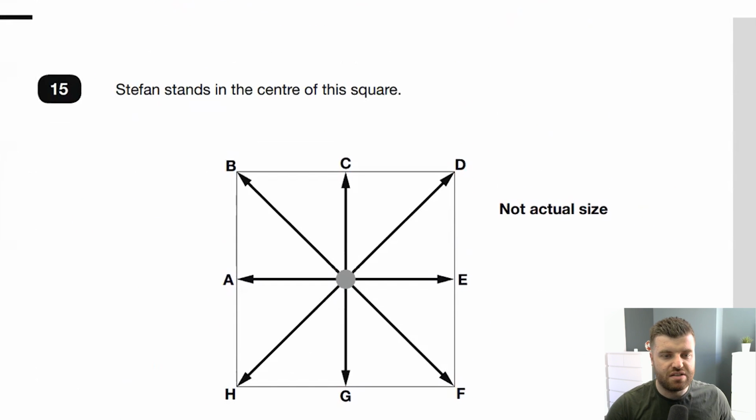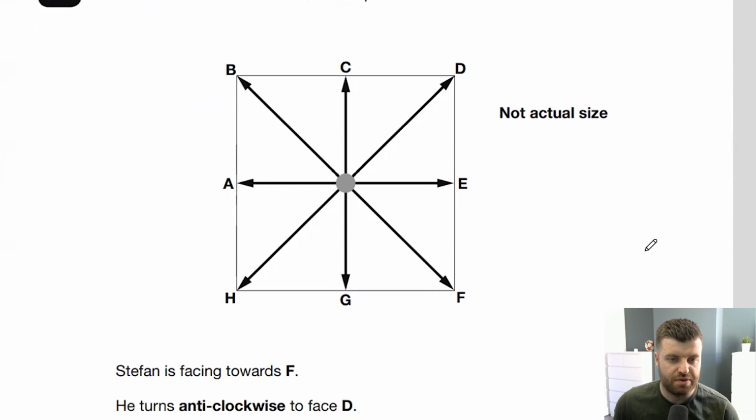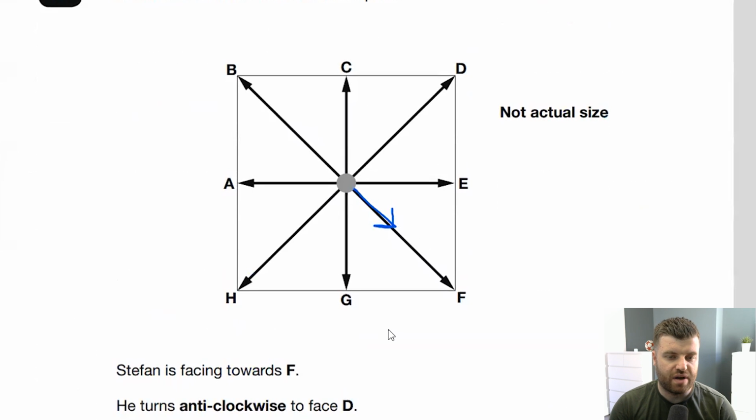Question 15. Stefan stands in the center of this square. Not actual size. So Stefan's standing in the middle. Stefan is facing towards F, so he's facing this way. He turns anti-clockwise to face D. Well, let's do that. Anti-clockwise. Clock goes that way, so anti-clockwise is going to go this way to face D. So he turns this amount here, this angle.